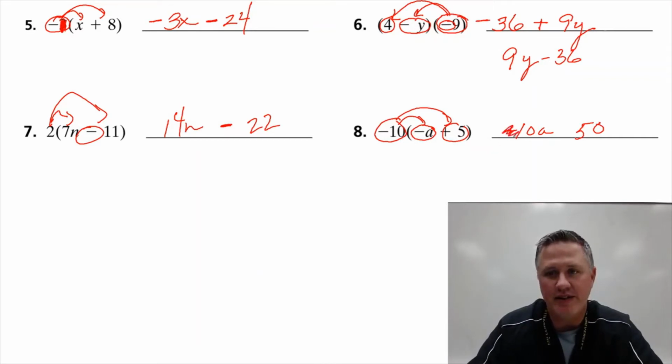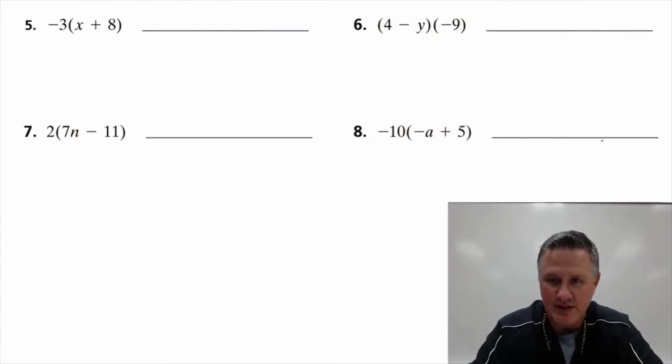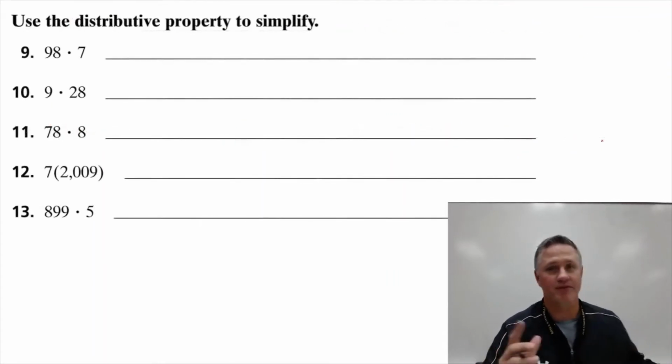I don't have to write that, right? And what's a negative times a positive? Negative times a positive is a negative. Negative. So your answer is just 10a minus 50. And again, you did that not even looking at the problem, so you're pretty good.